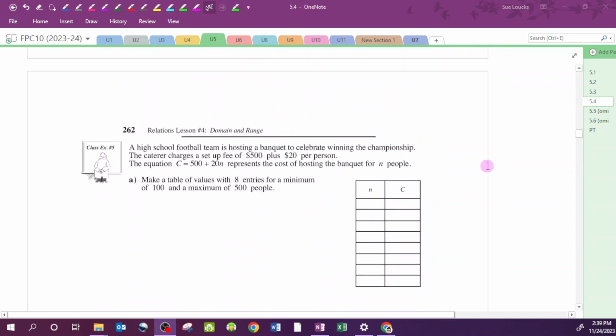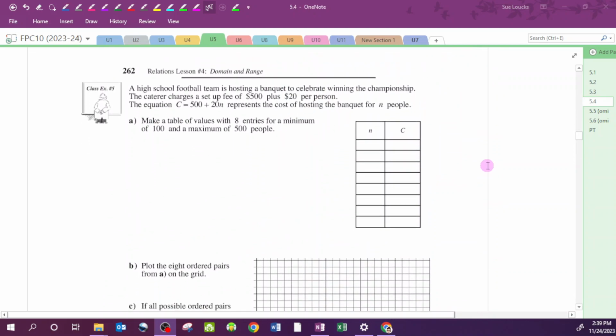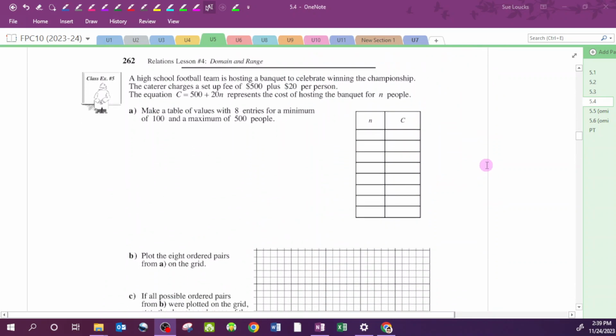Okay, next page. A high school football team is hosting a banquet to celebrate winning the championship. The caterer sets up a fee of $500 plus $20 per person. So we're going to make a table of values using this equation for a minimum of 100 people. So I'm going to put the 100 people here up to 500 people, and then I can use any values I want in between.